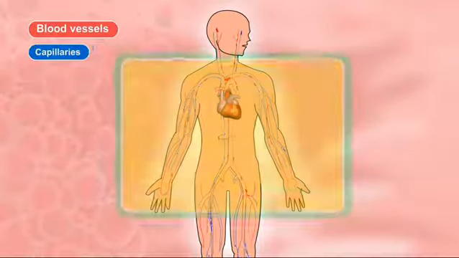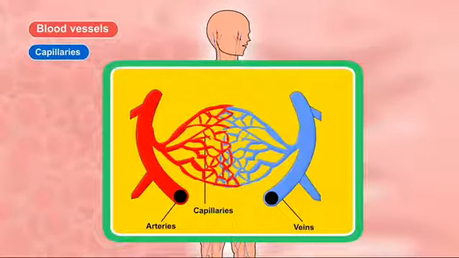Capillaries. Arteries divide into smaller vessels. These, on reaching the tissues, further divide into thin tubes. These tubes are called capillaries. Capillaries join to form veins.